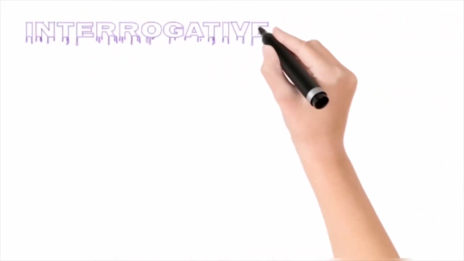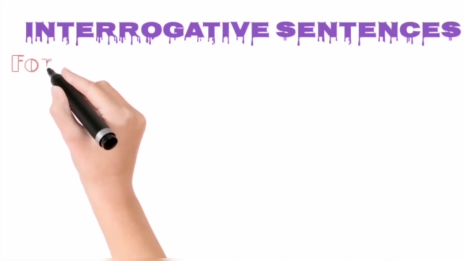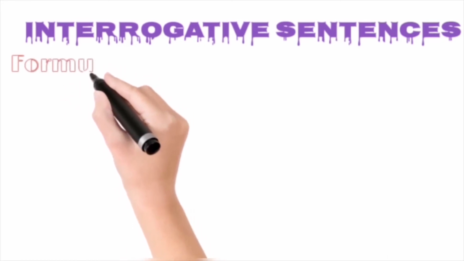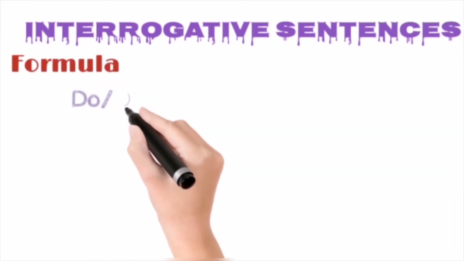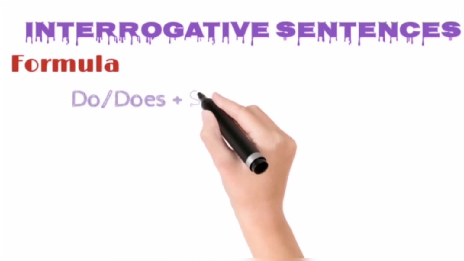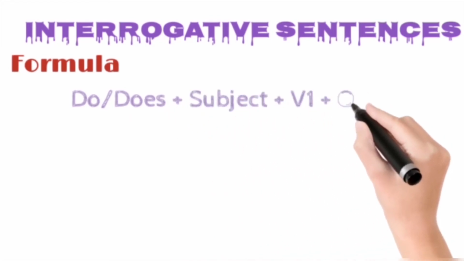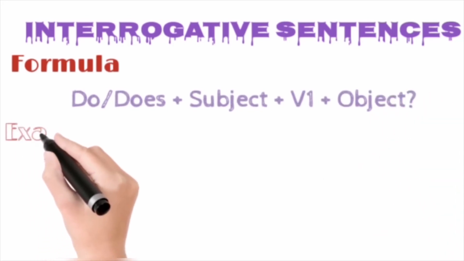Interrogative sentences. We use the interrogative sentences to ask a question. To do so, just put the helping verb at the start of the sentence and at the end put the question mark. The case is over. Let's understand it with the help of the formula. Do/does helping verb in the start, then subject, then first form of verb, then object and then question mark.